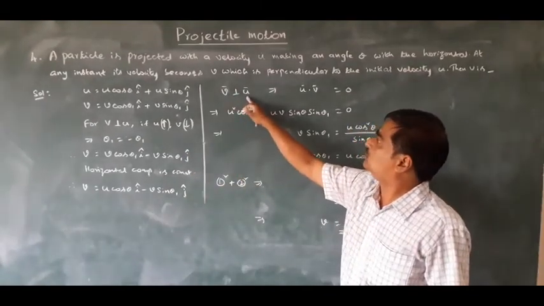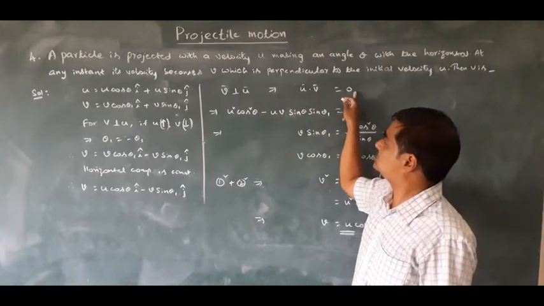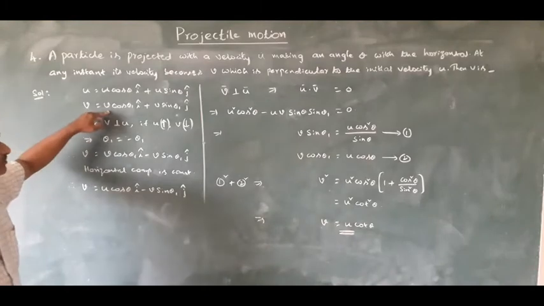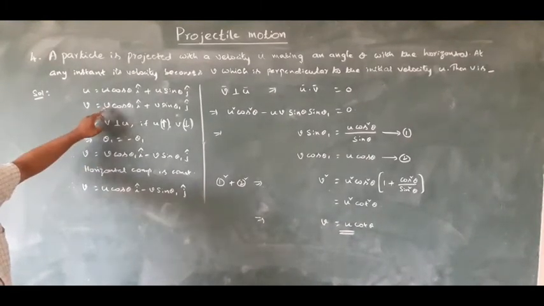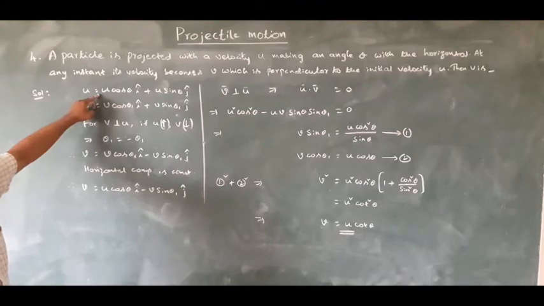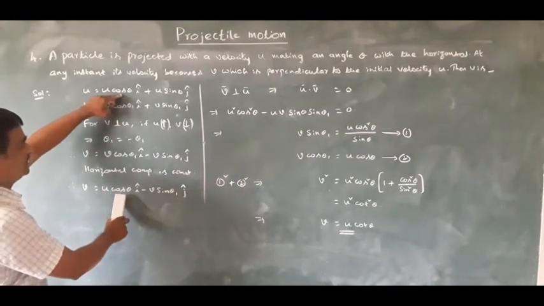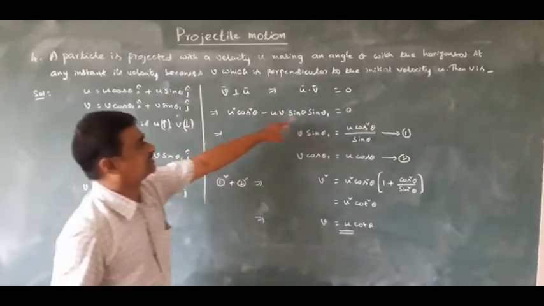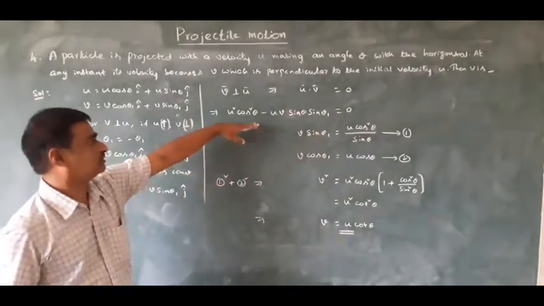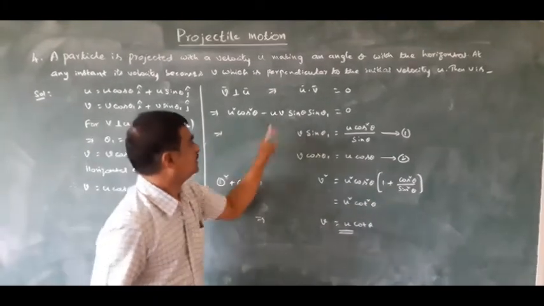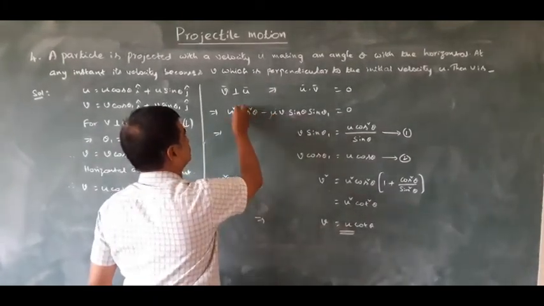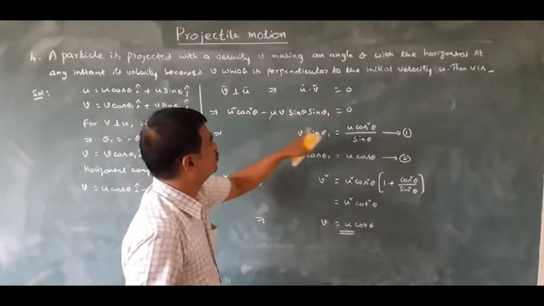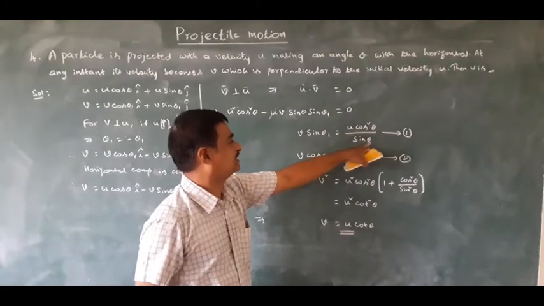Now, v perpendicular to u means the dot product is 0. That is, see, dot product is 0 means we have to multiply these two. u square cos square theta minus u v sin theta 1 sin theta should be 0. The sum of these two. Then u gets cancelled. Then we get v sin theta 1 equals u cos square theta by sin theta.